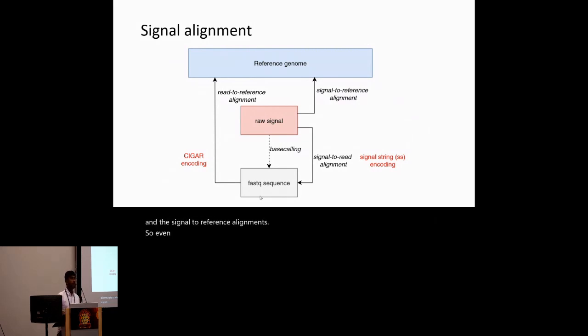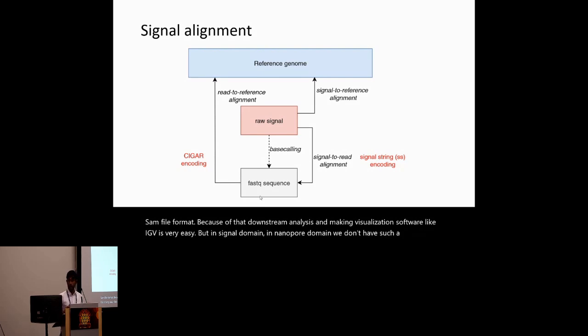Even though we have many read aligners like Minimap2, Bowtie2, Burrows-Wheeler aligner, they all adhere to the same standard of CIGAR encoding as documented in the SAM file format. Because of that, downstream analysis and making visualization software like IGV is very easy. But in the nanopore signal domain, we don't have such a standard way to encode the signal alignment. So on our way to create a signal aligner visualizer, the first thing we wanted to tackle was to come up with the encoding, which we named signal string, or shortly SS encoding.